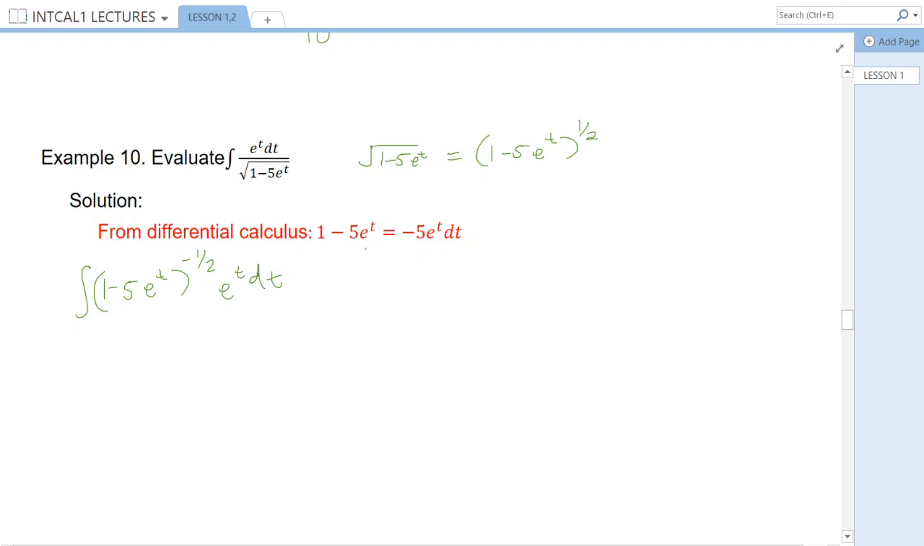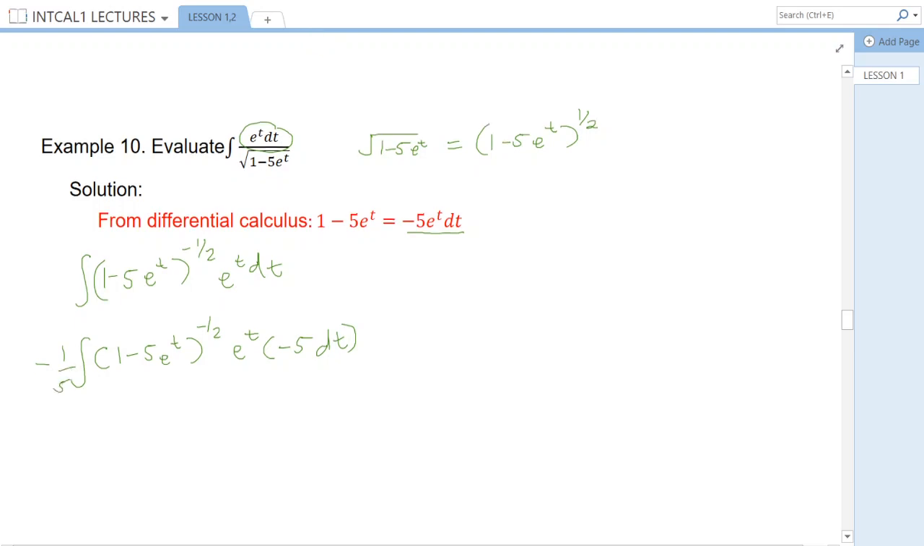So that is now for your differential calculus. The differential for 1 minus 5 e raised to t is negative 5 e raised to t dt. So this one doesn't satisfy the numerator, which is this one. So what are we going to do again? Let us just manipulate. Let us divide it by negative 5 and multiply it by negative 5. Okay, so manipulating again the equation, that is the integral of 1 minus 5 e raised to t raised to negative 1 half, e raised to t, that is supposed to be negative 5 dt. Okay, multiplied by negative 5, let us just divide it by negative 1 over 5.